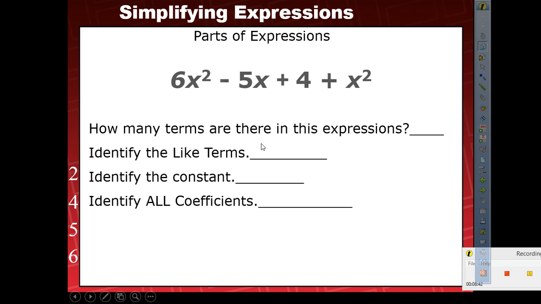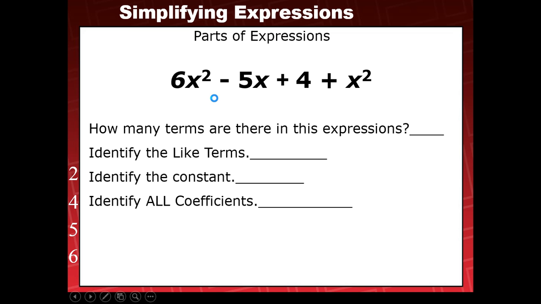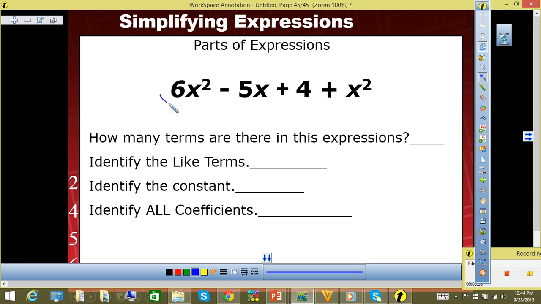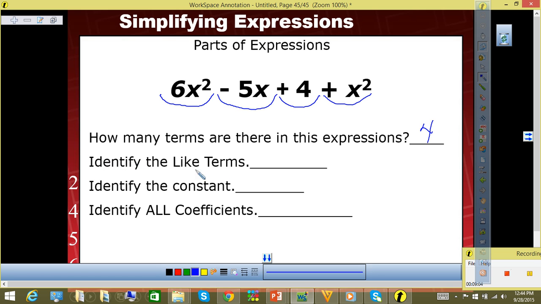So look at this. Parts of an expression. How many terms are there in this expression? Let's see. One begins here, one part, and as soon as you see an addition or subtraction sign, it ends. That's 1. That's 2. That's 3. That's 4 parts. So it's a 4 term. Identify the like terms. What are my like terms? 6x squared and x squared. Identify the constant. 4. 4 is a constant because it doesn't have a variable multiplying it. And what are my coefficients? 6, negative 5, and 1. Not x, and 1. Everybody got that?